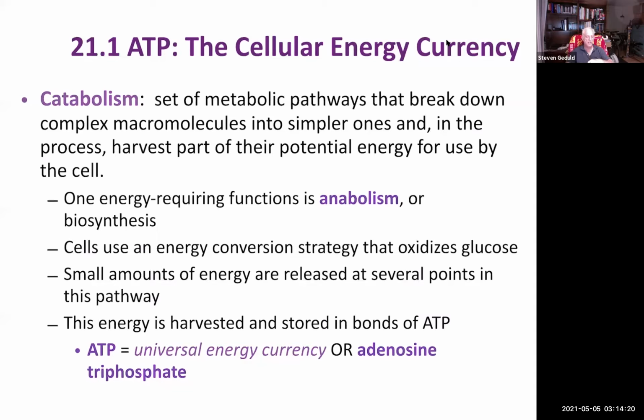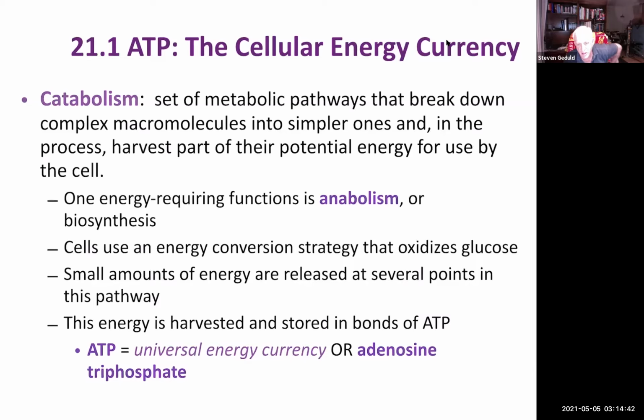One energy-requiring function is anabolism. Anabolism is making things, putting things together, making complex molecules. It's biosynthesis, the ability to make complex molecules. Catabolism breaks them down. Anabolism builds them back up.